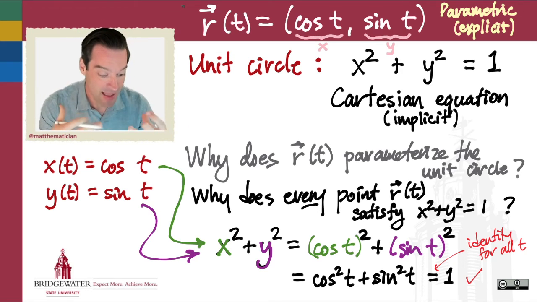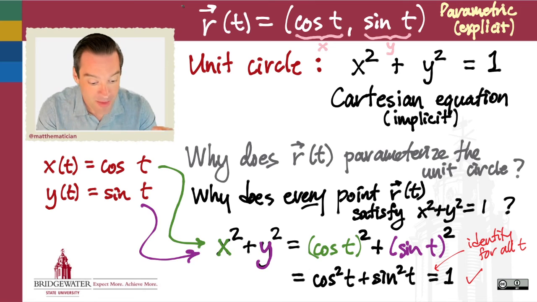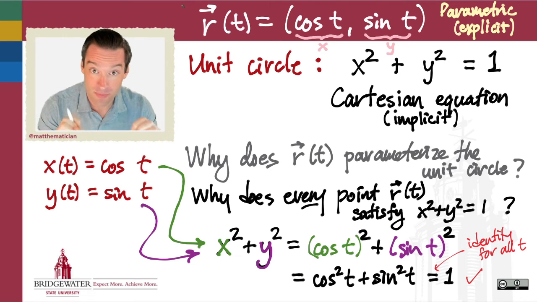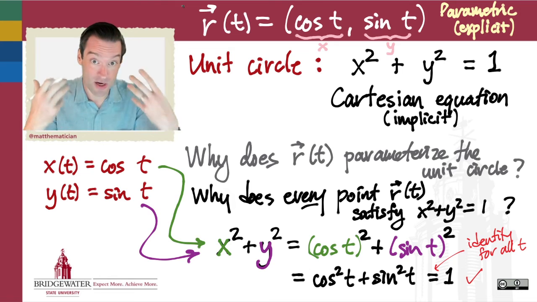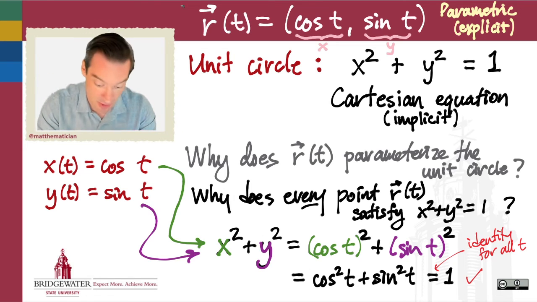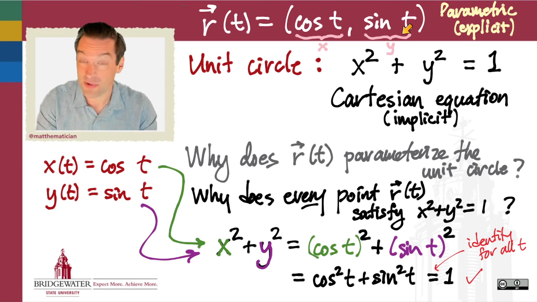And some of that's going to be a process that we're going to work on a lot. It's going to be with us all semester. And so as we go along, we're going to pick up little tips, tricks, techniques. Most of the time, what we want to do is go from an implicit equation to discover a parametrization of it. So go from x squared plus y squared equals 1 to discovering r of t equals cosine t, sine t.